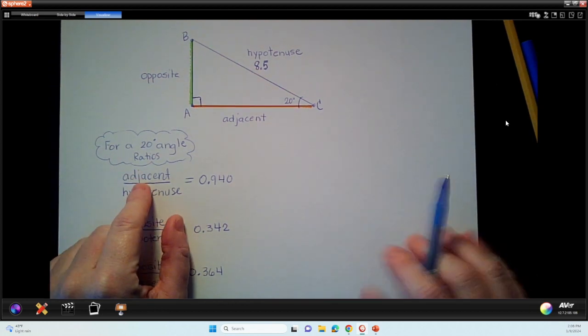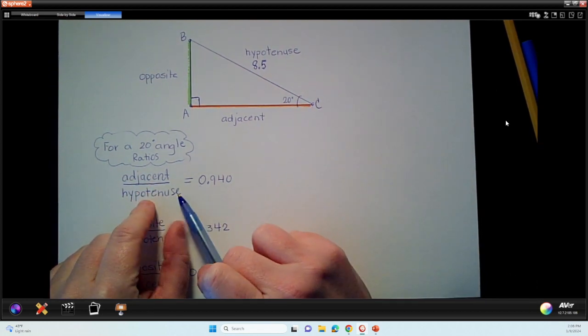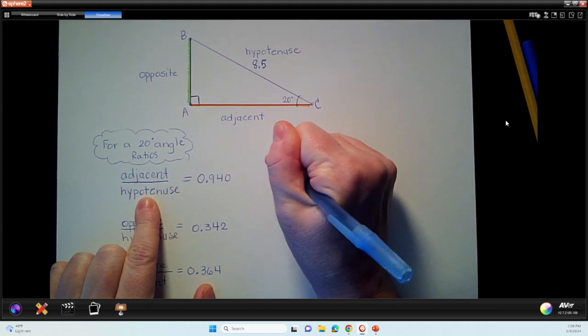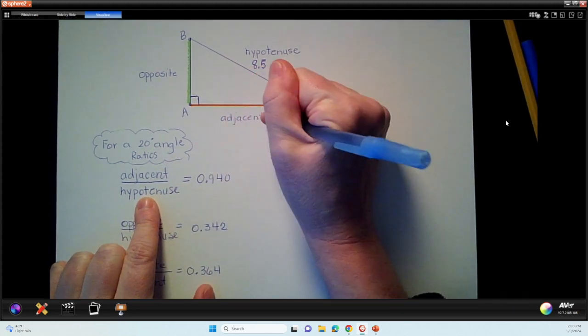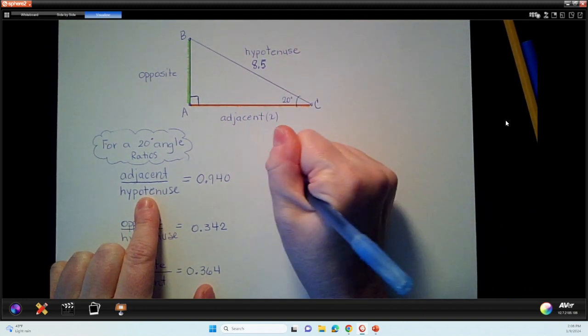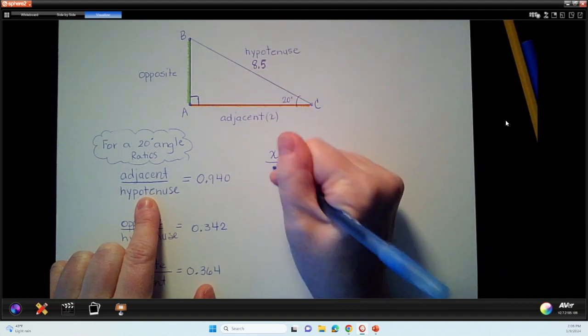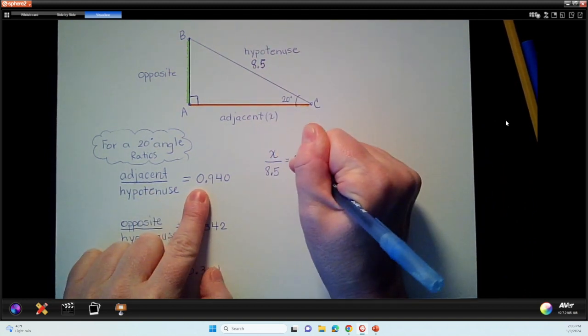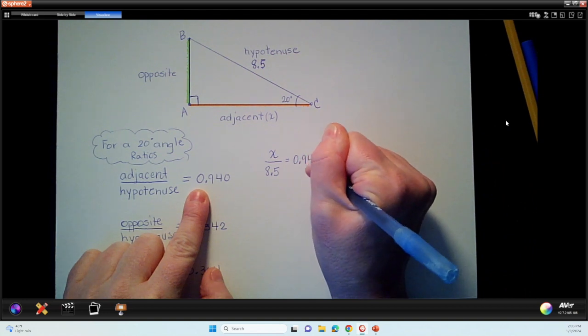So I don't know the adjacent, but I do know the hypotenuse, right? So I'm just going to write x, because that's what we don't know. Okay, I'm just going to call this x. X divided by 8.5 is going to give me 0.940.